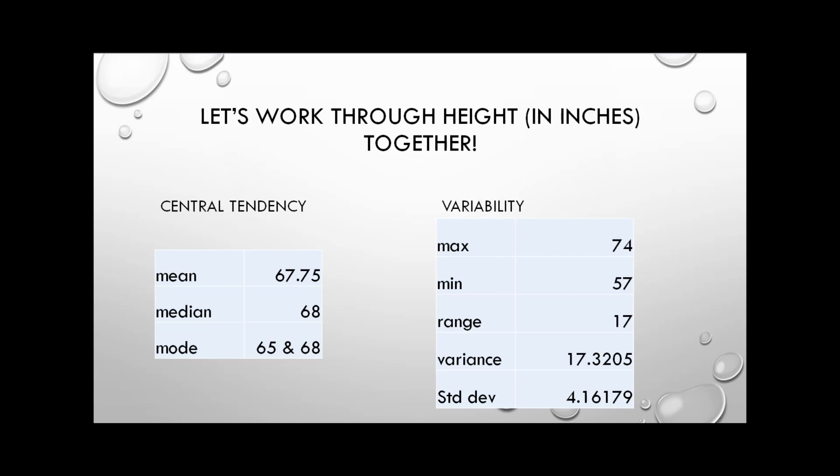So let's work through height in inches. Perhaps we're a little bit more normal in that regard. And we've got our central tendency. Our mean is 67.75, median is 68, and we have 2 modes, 65 and 68. Probably indicates that we have men and women in the class and that they might have a different mode for their height, possibly. It's a hypothesis. Our variability shows a range of 17 and a standard deviation of 4.16.